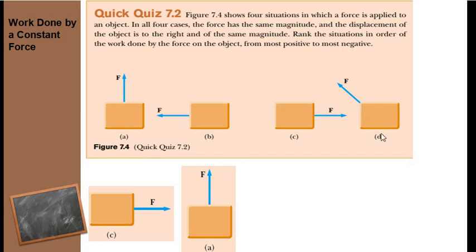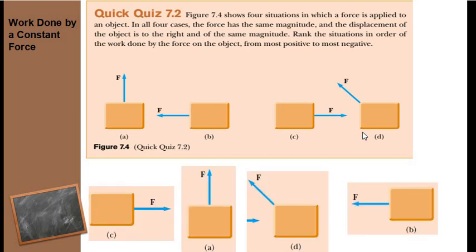Now let's compare case D and case B. In case B, the angle between the force and displacement is equal to 180 degrees, and you know cosine 180 degrees equals minus 1. And minus 1 is the minimum value of cosine theta. It's the most negative value. So the most negative value of the work is B. Now in case D, it's negative, but cosine theta is larger than minus 1. Okay, so if we want to arrange that, we'll put D, and finally we'll put B. So this is the right rank: C, A, D, B.